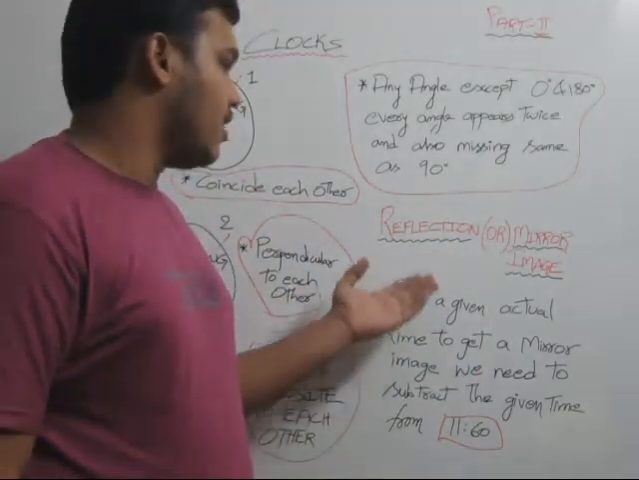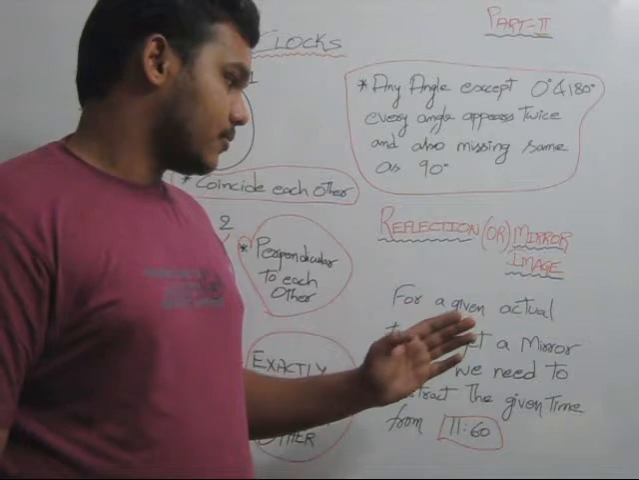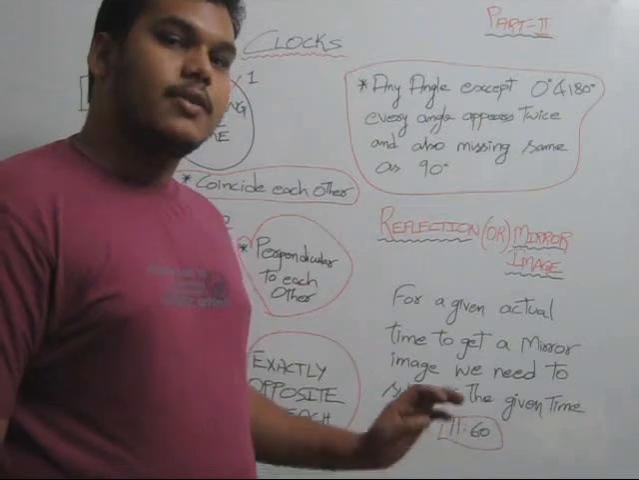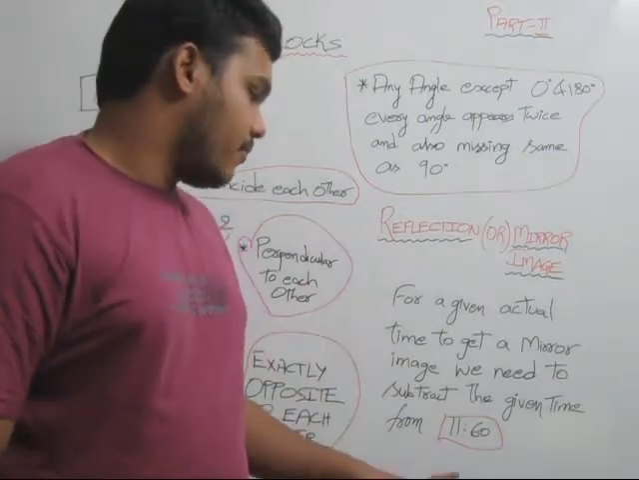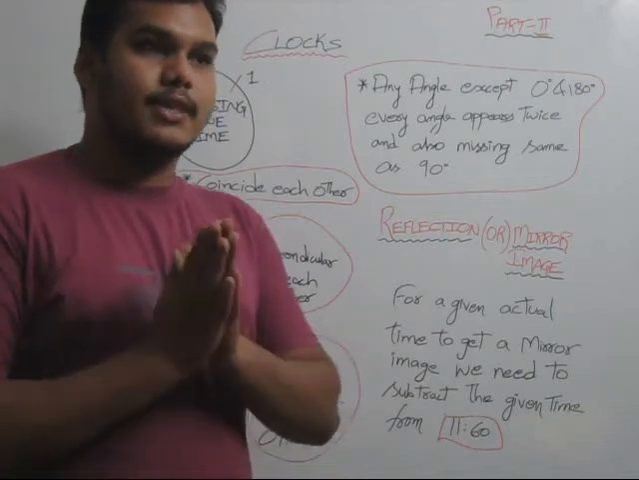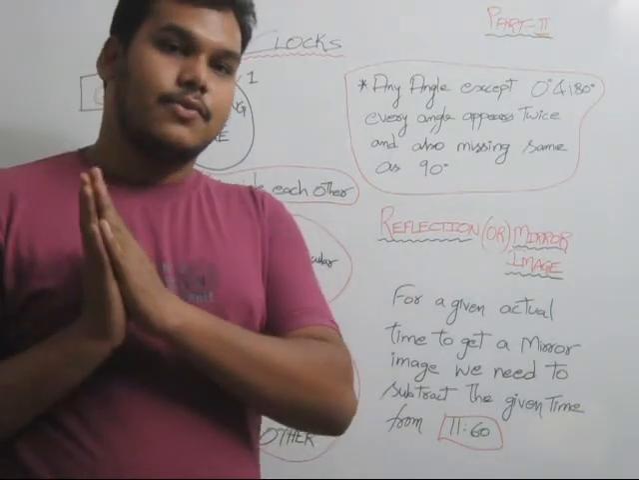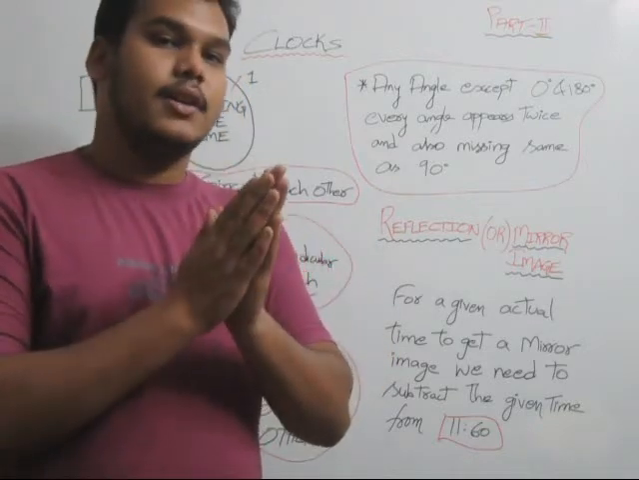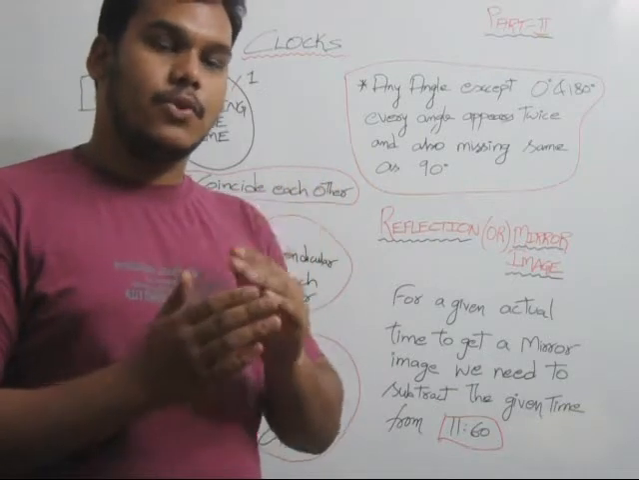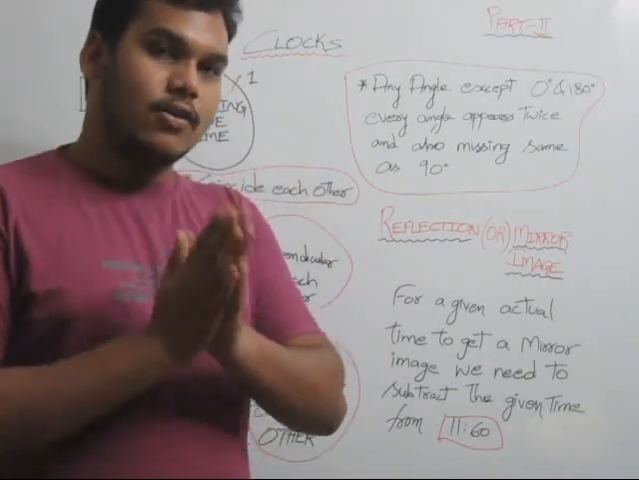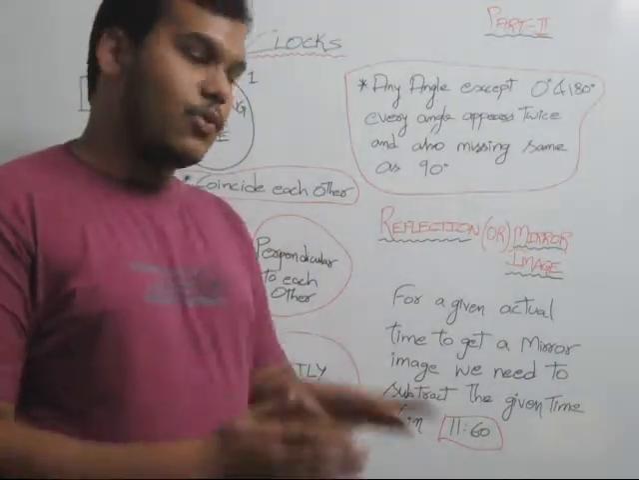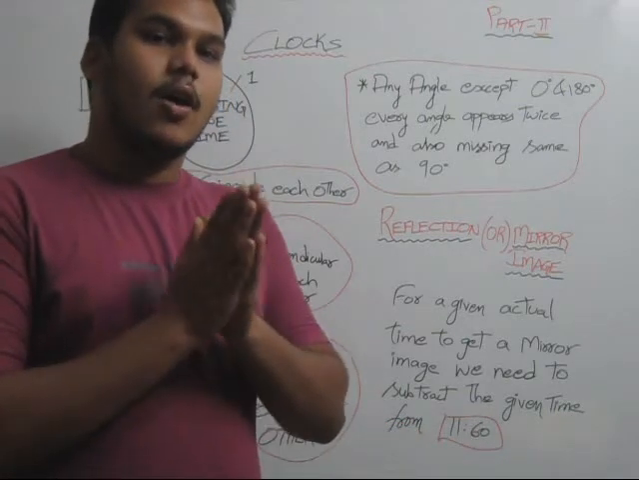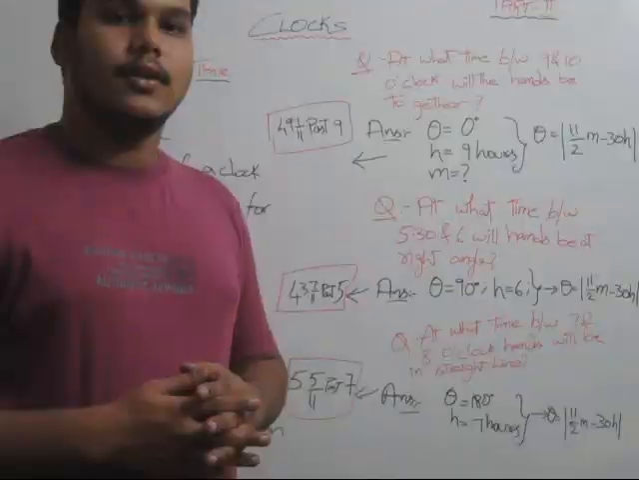And the other concept is the reflection or mirror image concept. For a given actual time, the mirror image can be found by subtracting the given time from 11 hours and 60 minutes. For example, if a time is given as 4 hours and 30 minutes and it asks to find what would be the mirror image for the time shown in the clock, the simple concept is we have to subtract 4 hours and 30 minutes from 11 hours and 60 minutes and we obtain the answer as 7 hours.